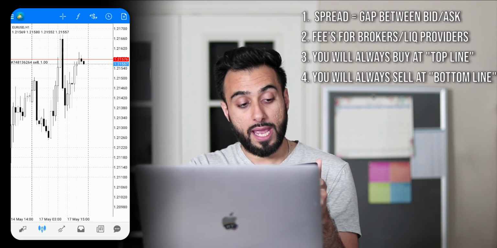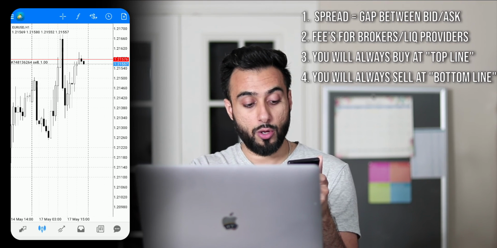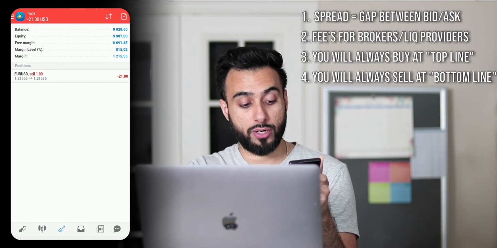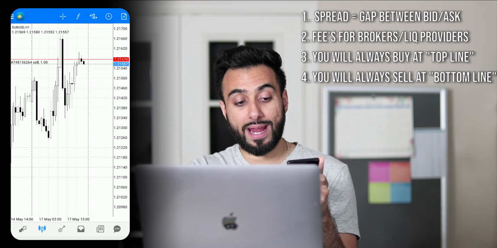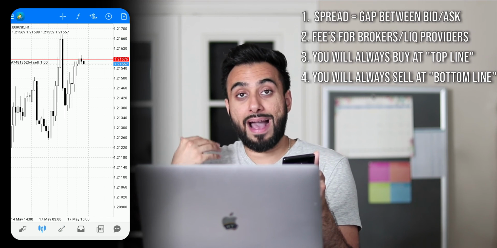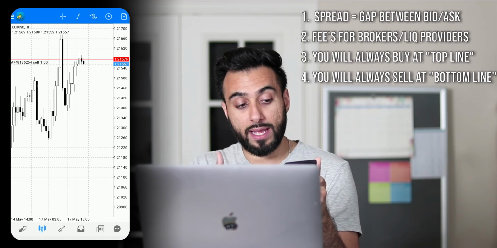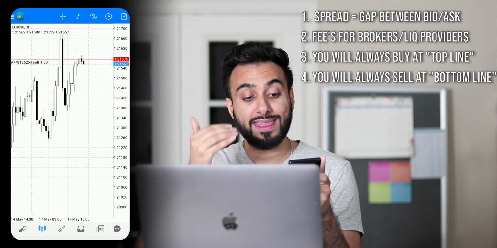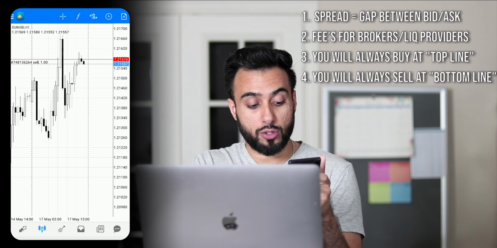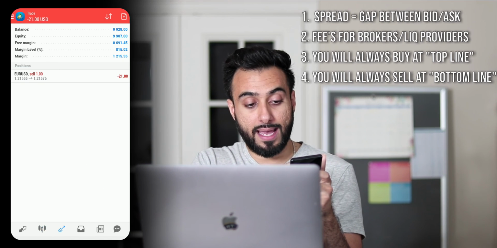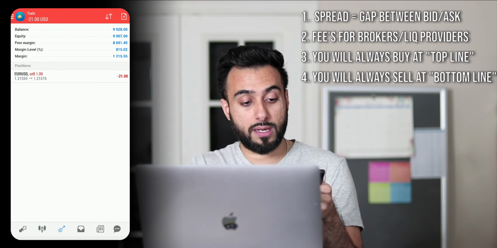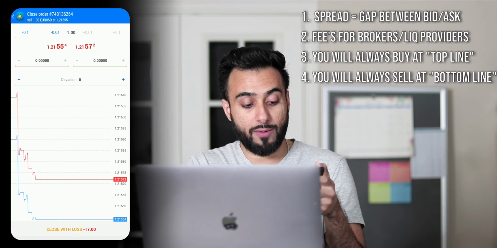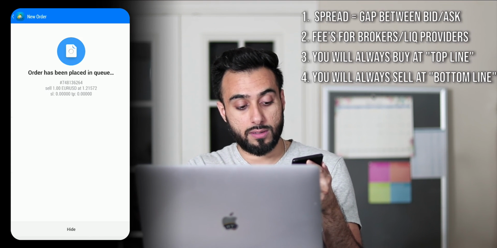So for example, if I wanted to close my current trade, which was the sell that I had entered, I'm going to have to buy back what I sold, right? I'm shorting it, so I have to buy it back to close the trade, and they're going to force me to buy at that top red line. So I'm going to have to buy it back at that top red line, which is going to make me lose right now, in this case, $17.